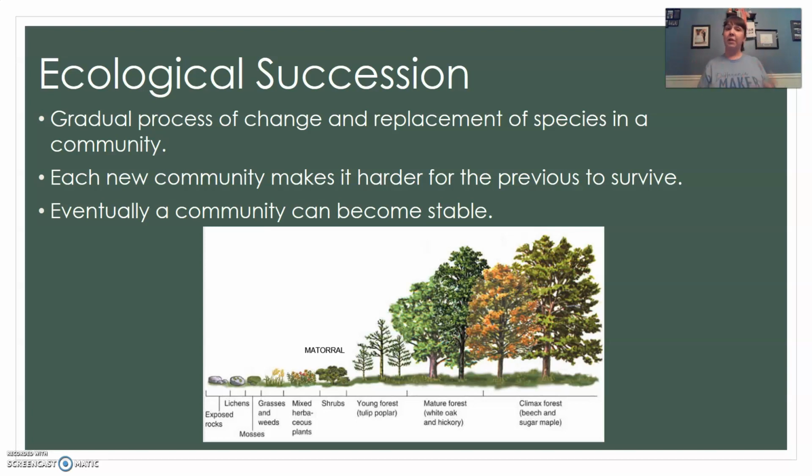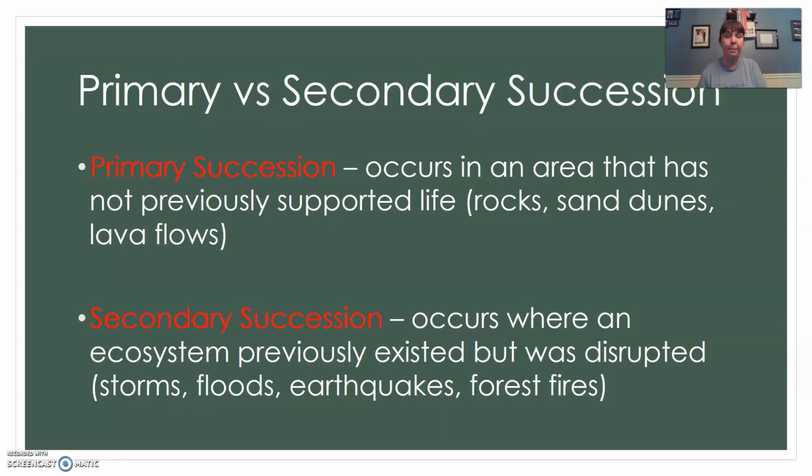So depending on the biome, that depends on what that climax community would look like. In the picture down here, that climax community is a beech and sugar maple big forest. In an area like our grasslands that doesn't get that much precipitation, maybe our climax community is literally just grasslands. Maybe that is the climax community. It doesn't go beyond that.